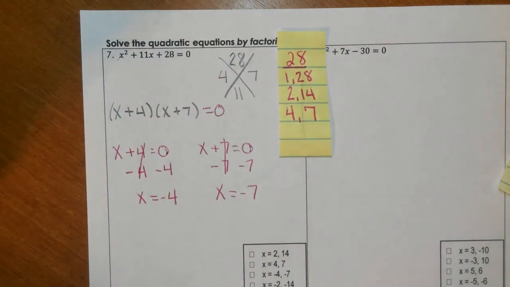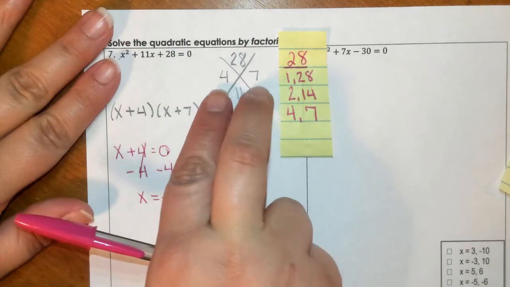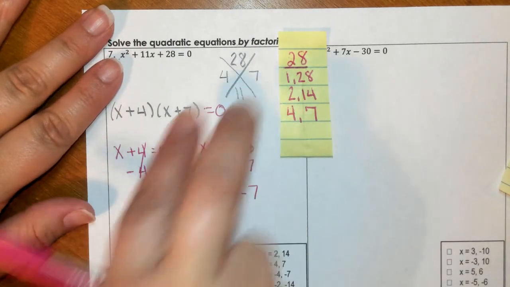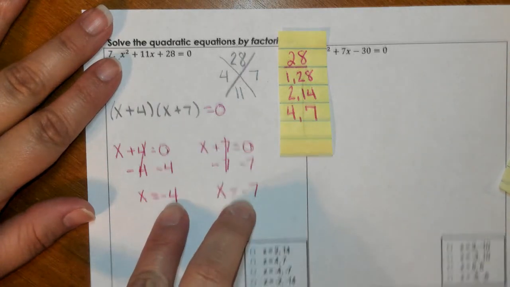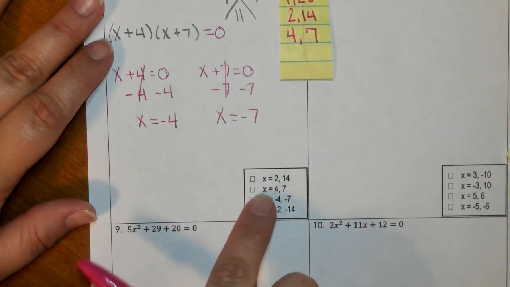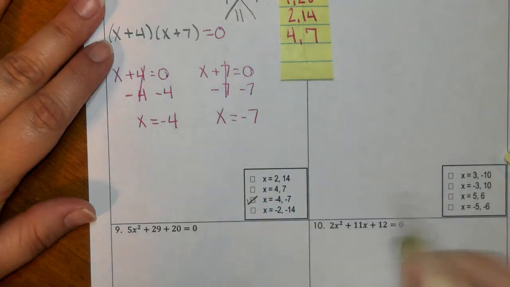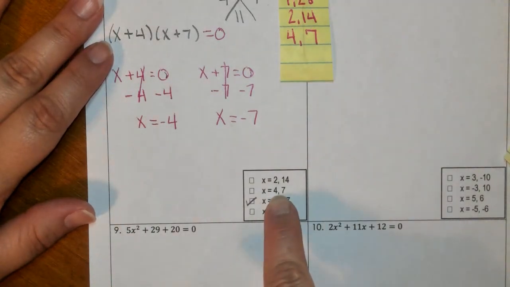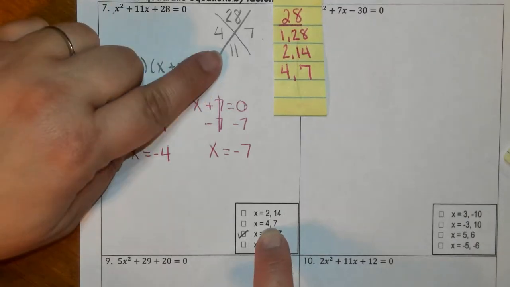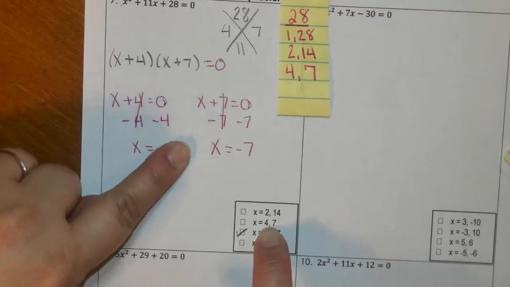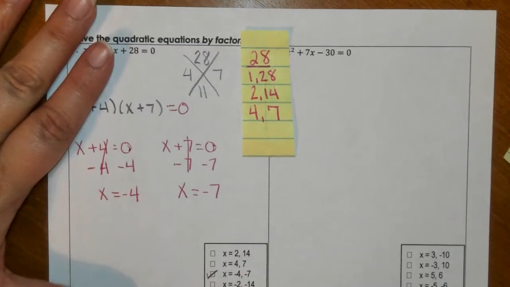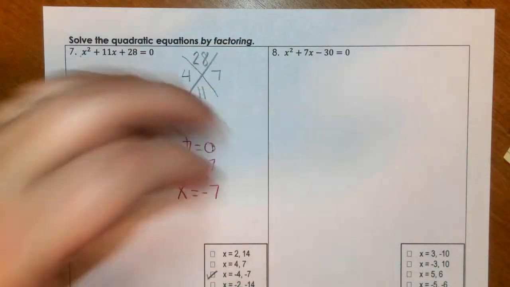I also discussed in notes that when you do regular X factor, whatever you get here, it'll be the opposite answers. Okay? So I'm looking for a -4 and a -7. So don't let that 4 and 7 trick you. That's the factored form. We want it solved. So it's the opposite. Okay, let's do the next one.